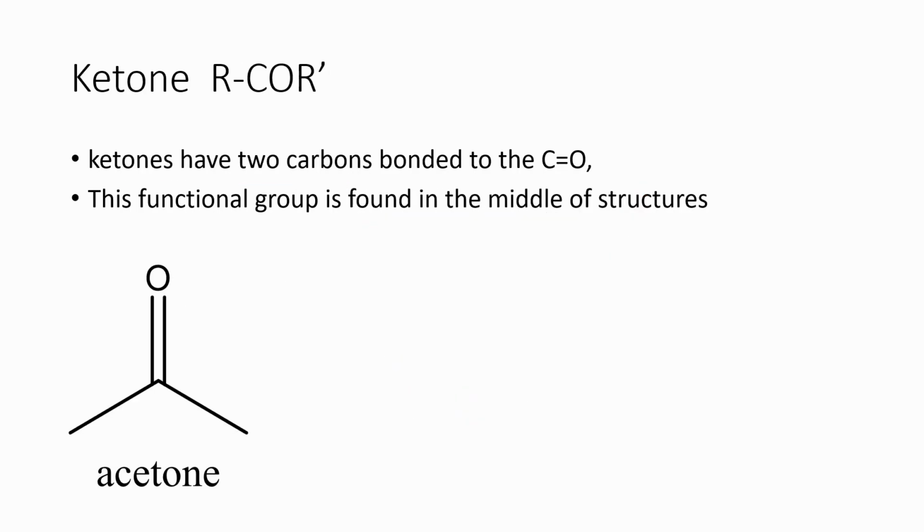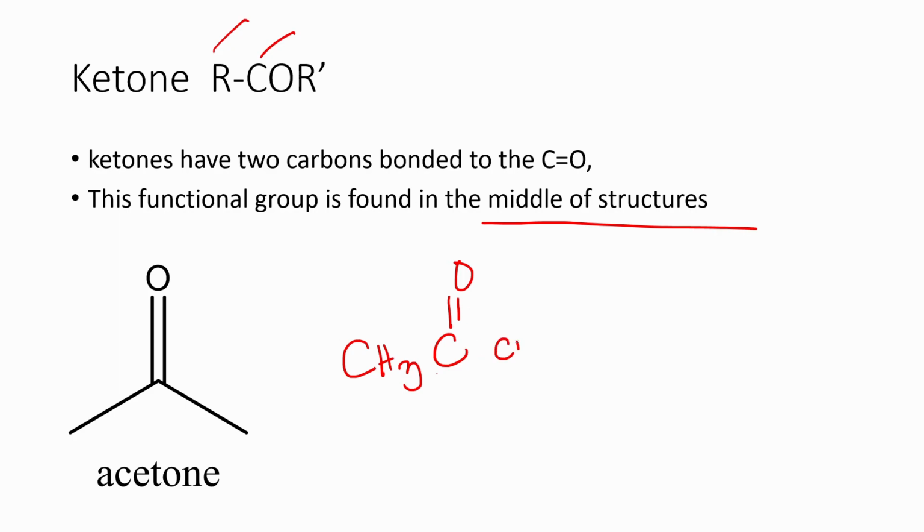Next, you have your ketone. Ketones are similar to your aldehydes, but in this case, the functional group is found in the middle of the structure. So take, for example, we have our acetone R, C double bond O, and finally another R. R, C double bond O, R. This is your ketone.